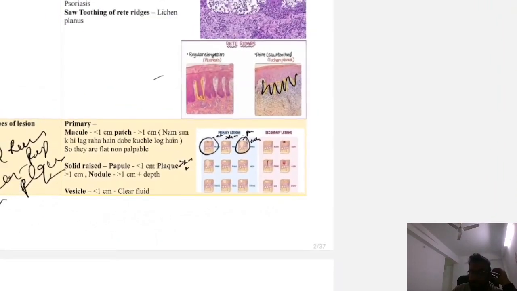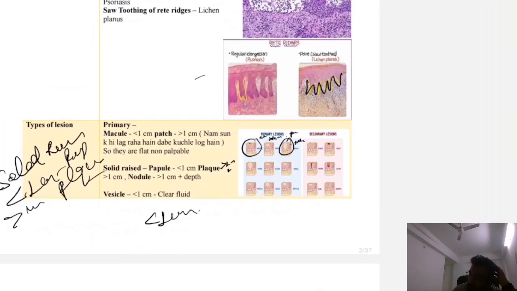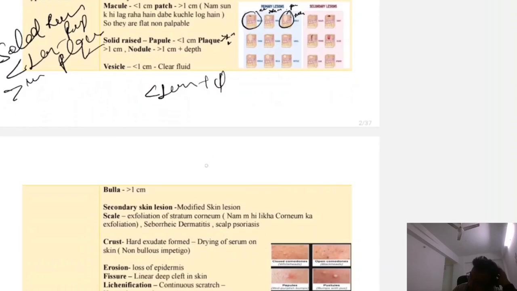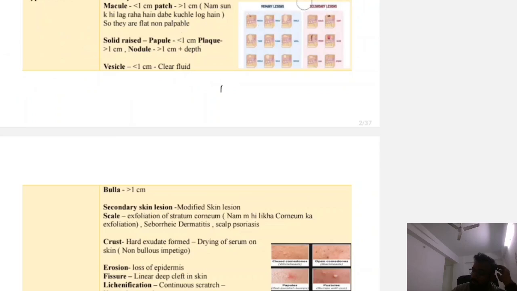Now we have lesions which have fluid. If it is less than 1 centimeter and fluid is present, then it is vesicle. If greater than 1 centimeter and fluid is present, then it is bulla. Okay, so these are the primary lesions. These are the initial ones. Are you getting my point? We are learning dermatology, so you have to understand the various types of skin lesions.